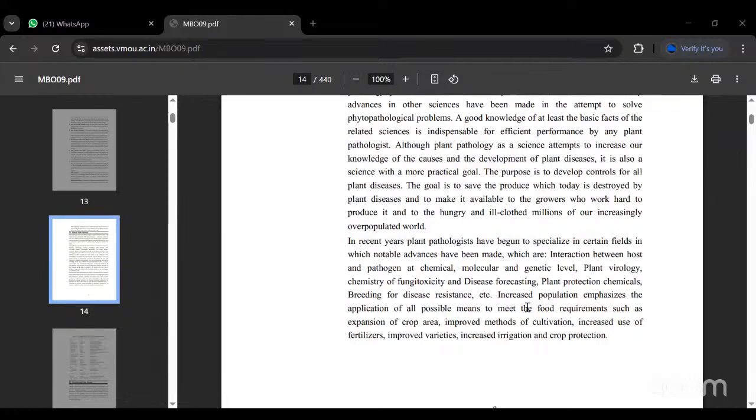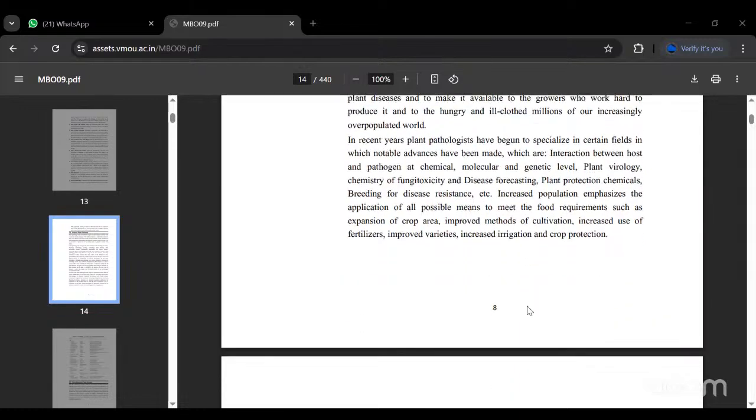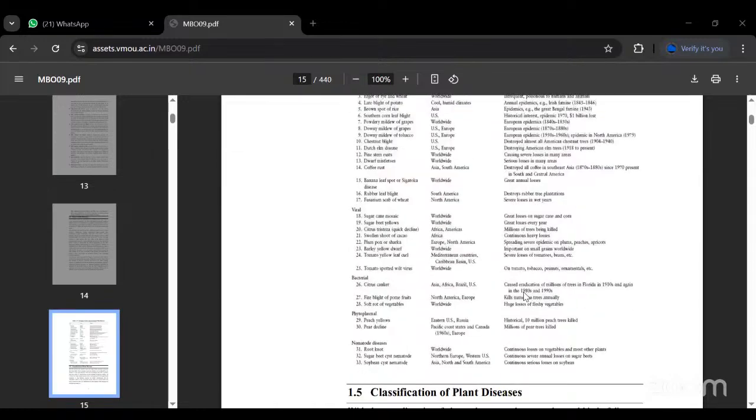Increased population emphasizes the application of all possible means to meet the food requirements, such as the expansion of crop area, improved methods of cultivation, increased use of fertilizers, improved varieties, and increased irrigation and crop production. Increased irrigation and crop production, crop protection. These are the examples for crop production.